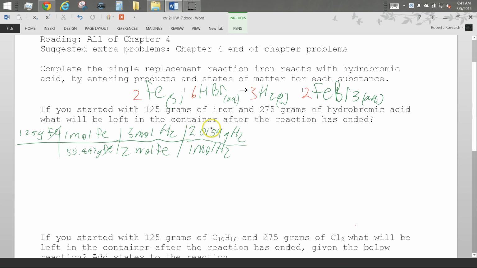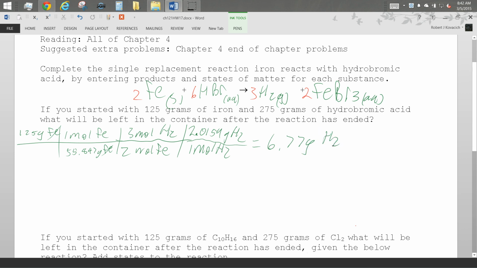Where'd that come from? Just adding up 2 hydrogens, their total mass. And let's see, what does this calculate out to be? 125 divided by 55.847 times 3 divided by 2 times 2.0159 equals. I got 6.77 grams of hydrogen.